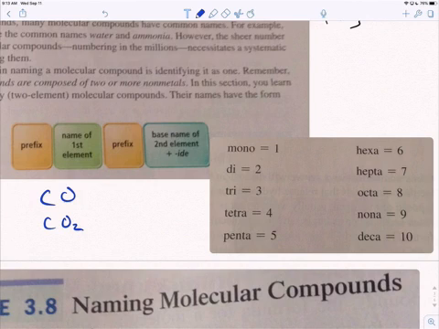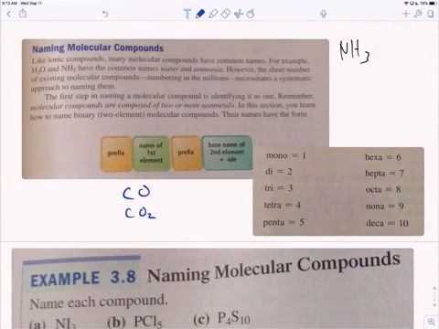And of course, we have certain elements that have common names, like NH3. We don't call it nitrogen trihydride, we call it ammonia. And water, like the first day of class, we call it water, we don't call it dihydrogen monoxide. And there are some common names that are not really proper, but we still use them. They sound scientific.